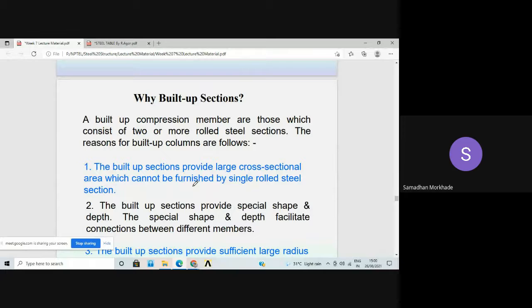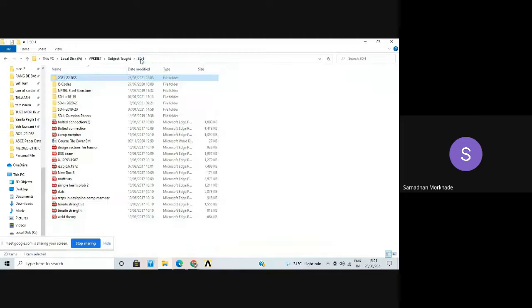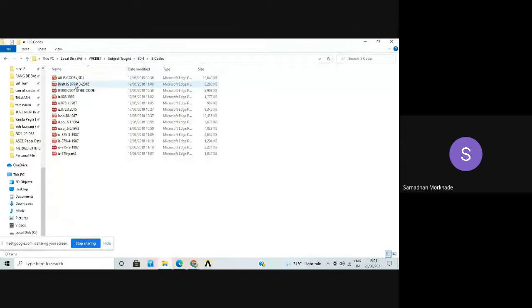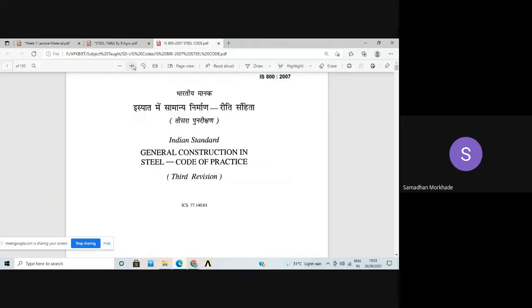There are different types of lacing. You can use a solid circular rod, a rectangular flat plate, a small angle, or even small channels, but normally a small rectangular flat or a small circular rod is used. I will show you in our IS code copy so that you can understand what is meant by lacing and battening. Just wait, I will open the IS code.